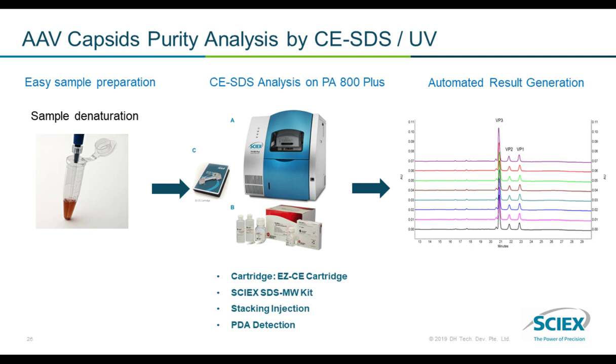For capsid purity using UV, you do the sample denaturation after adding sample buffer which contains SDS and heating the sample. Then you run the sample on the P800 plus using the SDS molecular weight kit, and the cartridge is the pre-assembled easy CE cartridge, and the detection is using PDA. So it's UV detection at 214 or 220 nanometer. This is just a cartoon electropherogram showing what kind of separation you get. You have three major proteins, VP1, 2, 3 here. And if there are impurities, you see them also here.